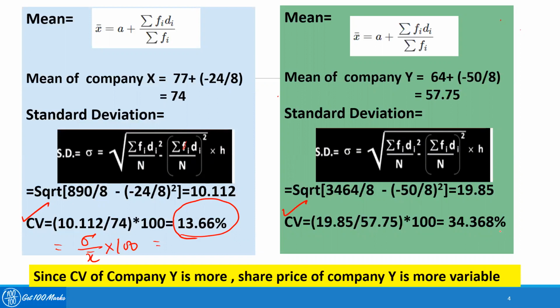So where the CV is more, CV being the coefficient of variation, the variation or variability is more. Where the CV is less, the consistency is high. For this particular example, since the CV of company Y's share price is more, the share price of company Y is more variable.